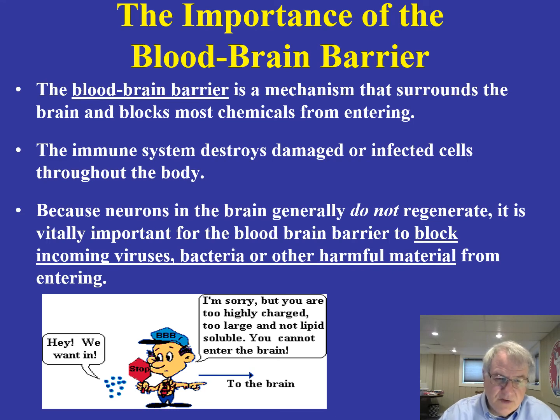Okay, it surrounds the brain. It's going to block certain chemicals from coming in. It's going to allow others to come in. The immune system plays an important role here in terms of destroying infected cells throughout the body. But the blood-brain barrier is so important because the neurons of the brain have to be protected because generally they don't regenerate. So blocking viruses, blocking bacteria, blocking harmful things from entering the brain is crucially important.